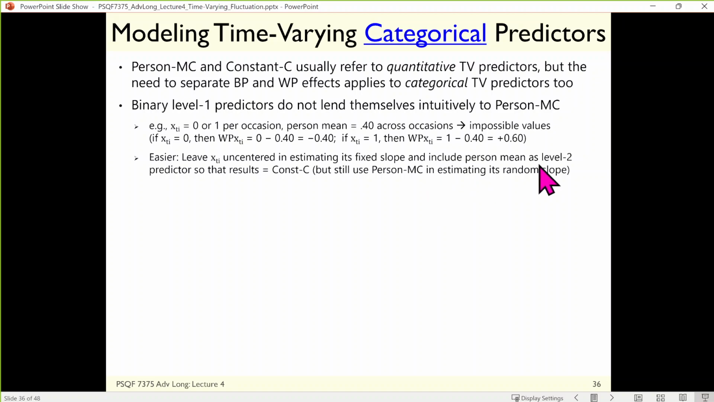What about categorical predictors? So if I have a binary variable at level 1, am I home free, or do I need to worry about this stuff all the same?